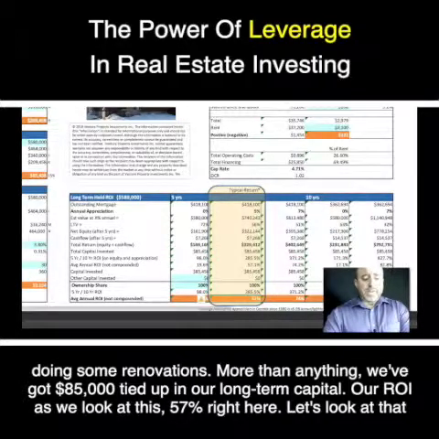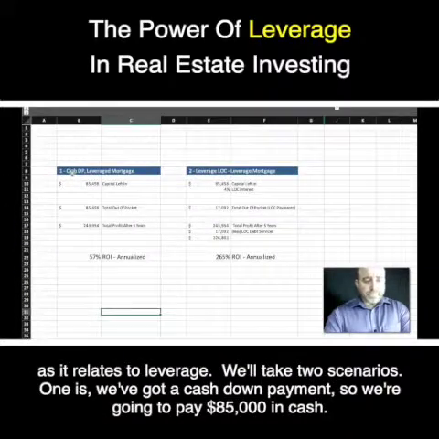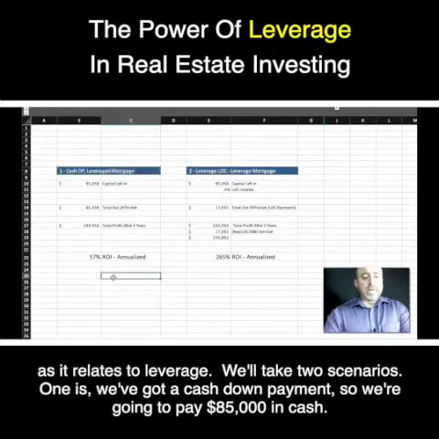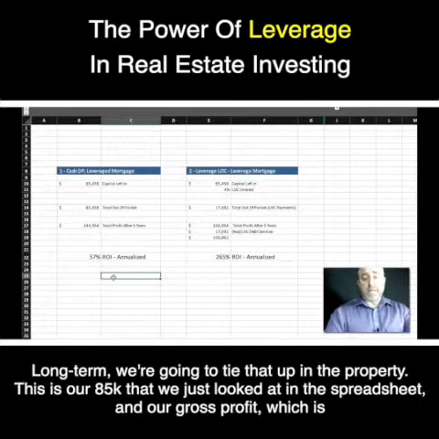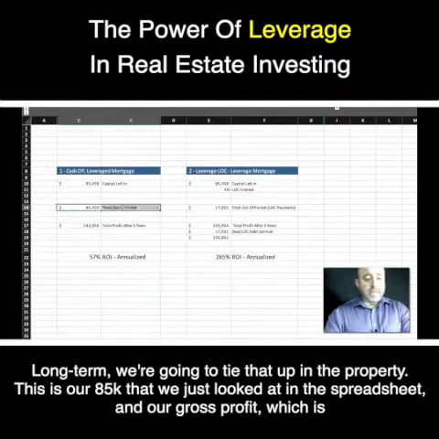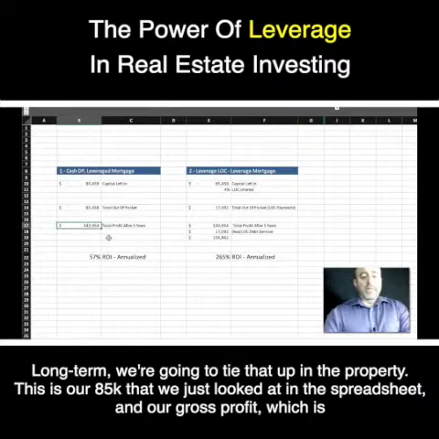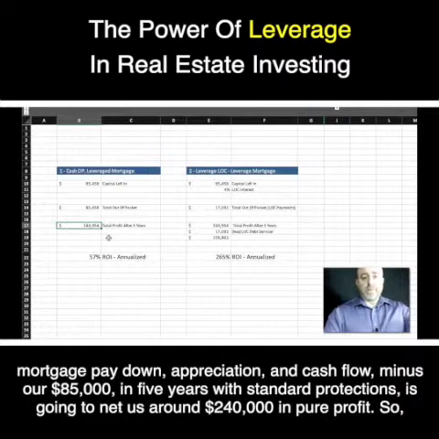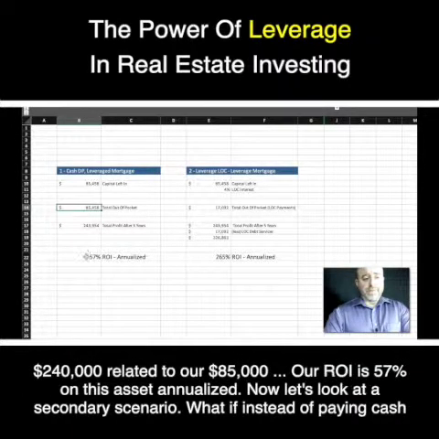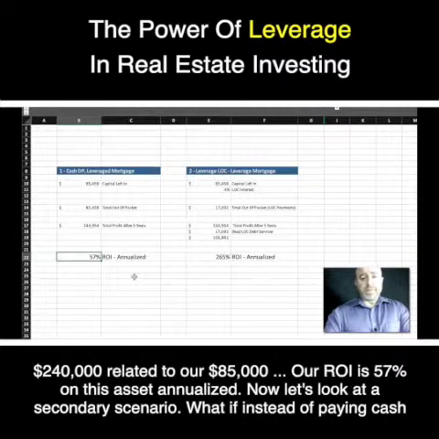Okay, so let's look at that as it relates to leverage. So we'll take two scenarios. One is we've got a cash down payment, right? So we're going to pay $85,000 in cash. Long-term, we're going to tie that up in the property. Right, so this is our 85 that we just looked at in the spreadsheet. And our gross profit, which is mortgage pay down, appreciation, and cash flow, minus our $85,000 in 5 years with standard projections, is going to net us around $240,000 in pure profit, right? So 240 related to our 85, our ROI is 57% on this asset, annualized.